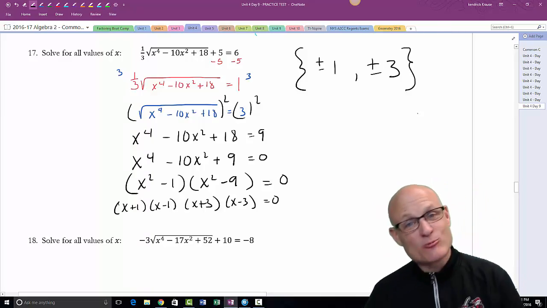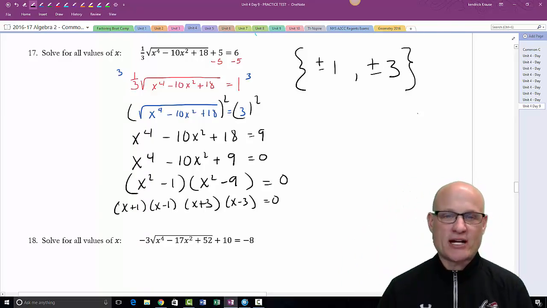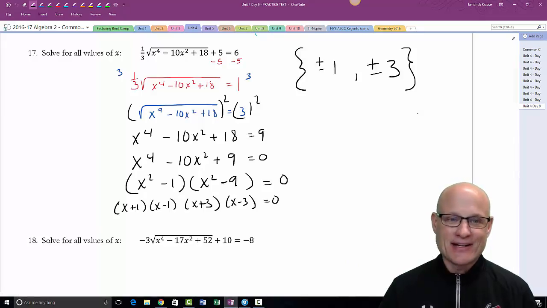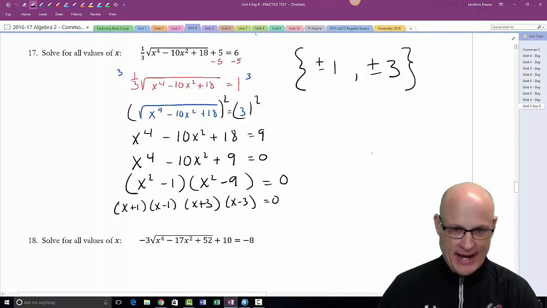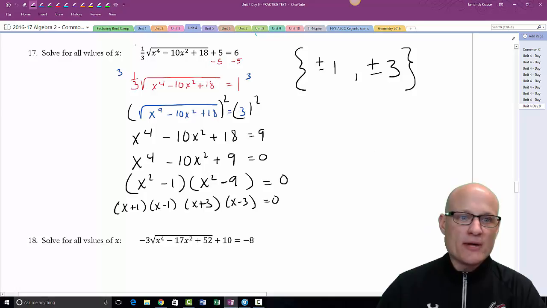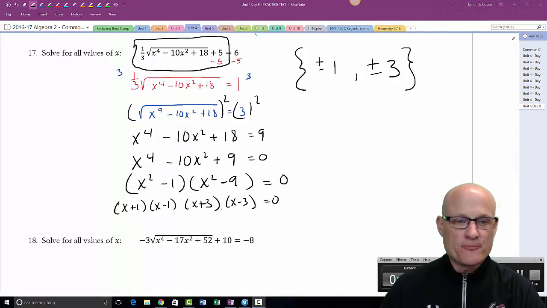However, since this is a radical, you must check those answers. And yes, I know it's a pain in the neck. All I've got to do is store them and check the left side, though. Don't worry about that equals. We'll see if they equal 6.